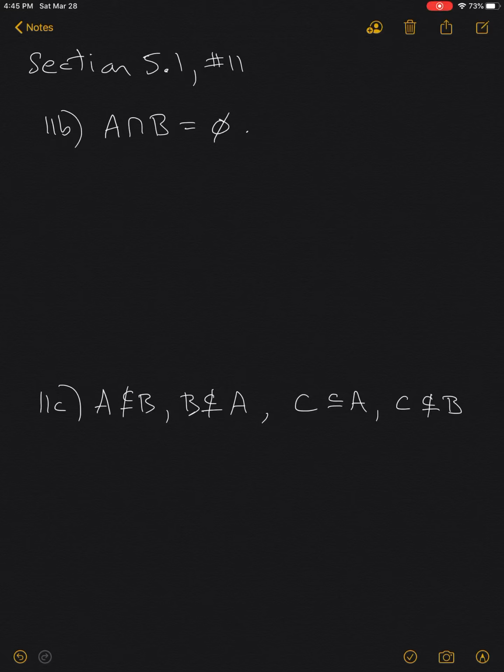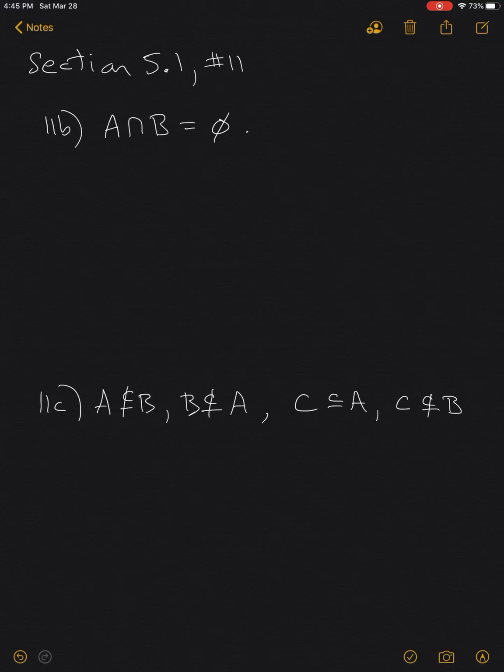Okay, this is section 5.1, exercise 11, in which you're asked to draw a Venn diagram for each of the following situations. So A, B, and C are subsets of some universal set U, and we're supposed to draw Venn diagrams that illustrate the particular relationships that are given in each of these parts. So we'll look at two parts of number 11, 11b and 11c.